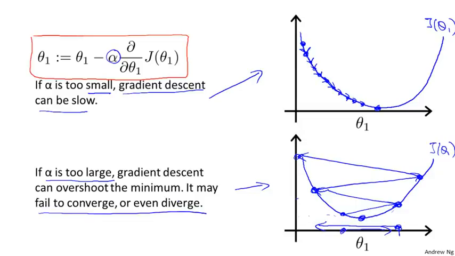Now, I have another question for you. So this is a tricky one, and when I was first learning this stuff, it actually took me a long time to figure this out. What if your parameter theta 1 is already at the local minimum? What do you think one step of gradient descent will do?